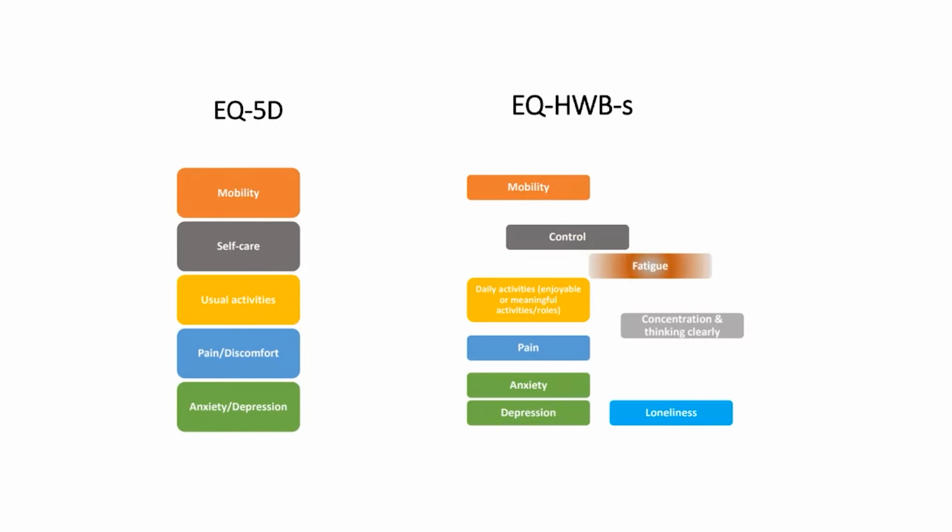Just to highlight how this differs, particularly from EQ-HWB, you can see that there's a lot of overlap. It covers mobility, it covers usual activities through the daily activity item, it obviously covers pain, anxiety and depression. But there are some important differences, one of which is separating out anxiety and depression, because it's felt that they have very different consequences and will be valued differently by people. Depression tends to get valued more heavily than anxiety. But also we've got these additional items now. We've got control, we've got fatigue, we've got the cognition items, and of course loneliness for relationships. So it's covering a significantly broader space than the EQ-HWB.